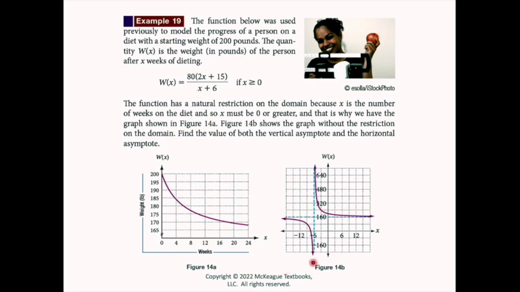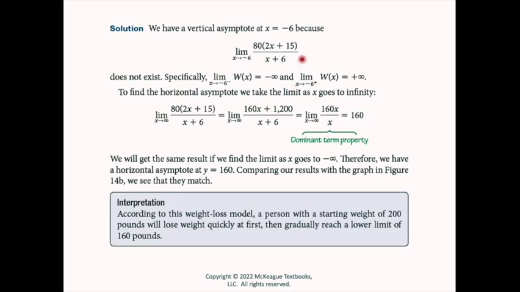Our vertical asymptote is going to occur right here, and that's when the value of the function increases without bound in either direction. So this would be at the value of -6. So here is our vertical asymptote at x equals -6. And then this is how we decided on the horizontal asymptote. We looked at the leading coefficients because the degree on the top and the bottom were the same.